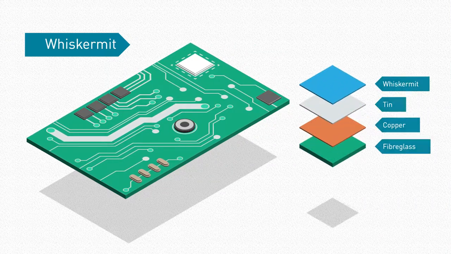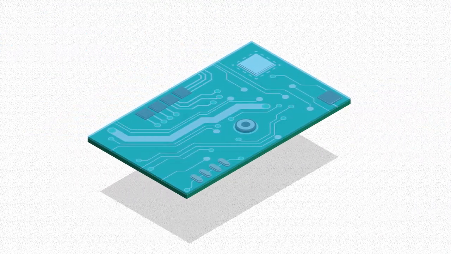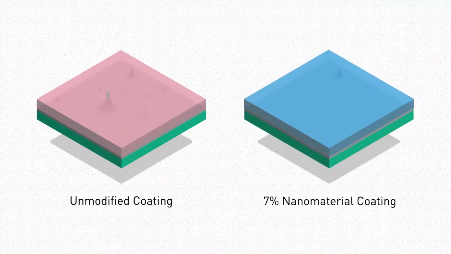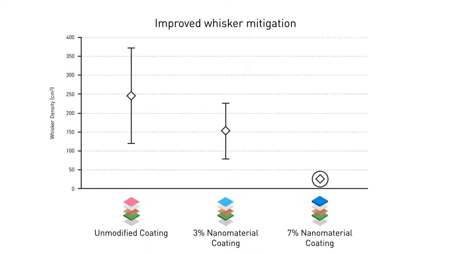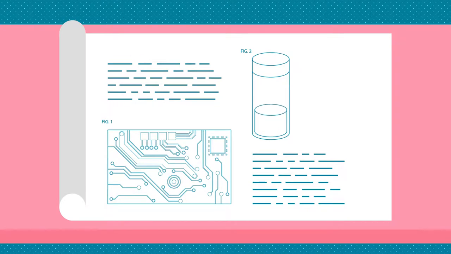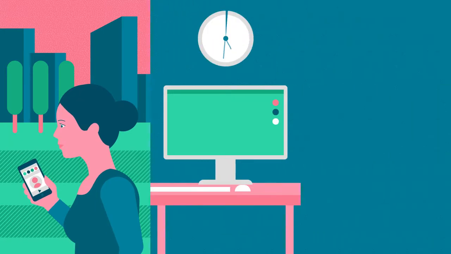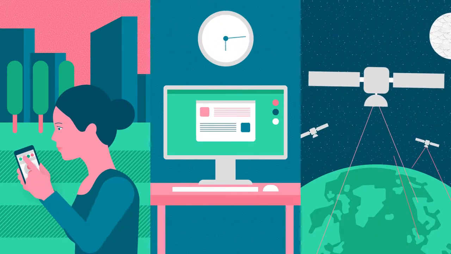Whiskermit is specially formulated to impede tin whisker growth. By introducing nanoparticles into standard protective coating formulae, we can generate improved coatings that can mitigate the risk of whisker growth. Very significant reductions have been demonstrated across a range of coatings. Patent application has been filed and the technology is being developed with the aim of helping a range of industry sectors to increase the reliability of high-value and safety-critical electronics.